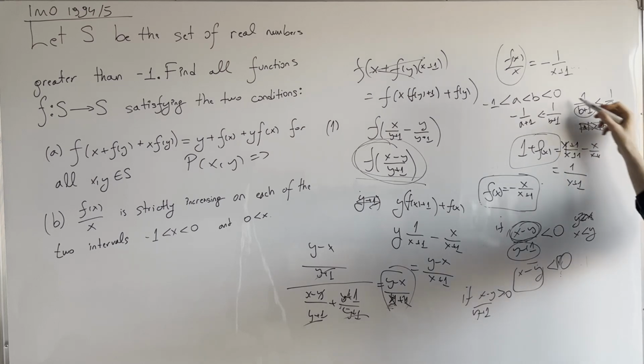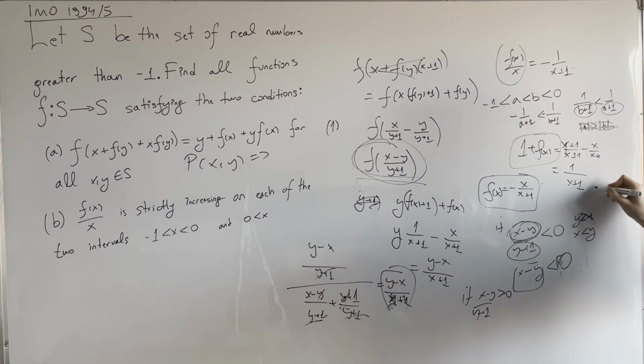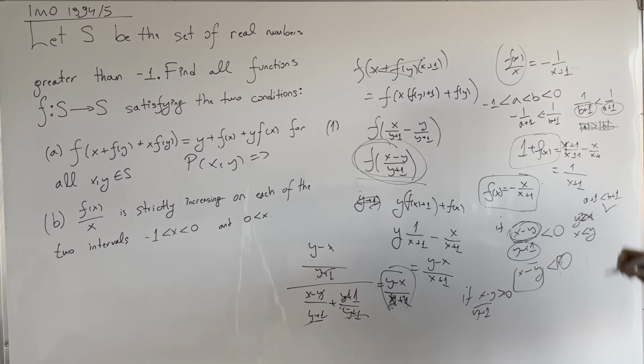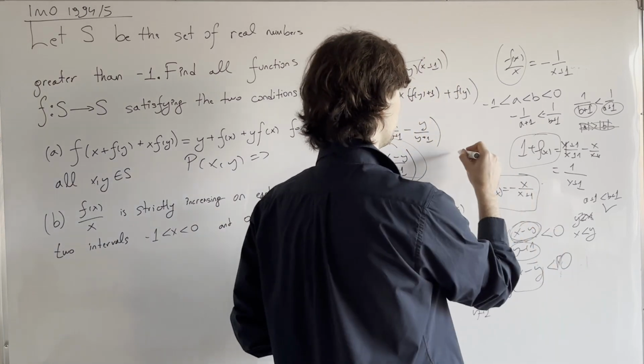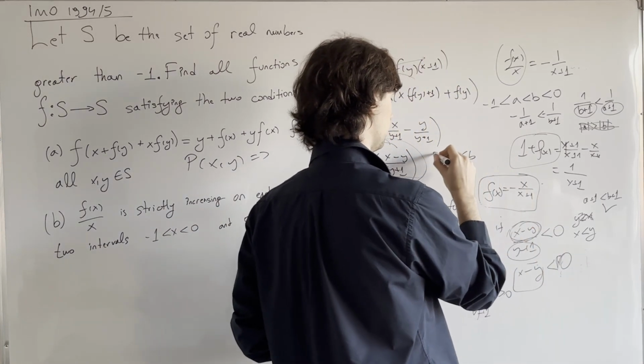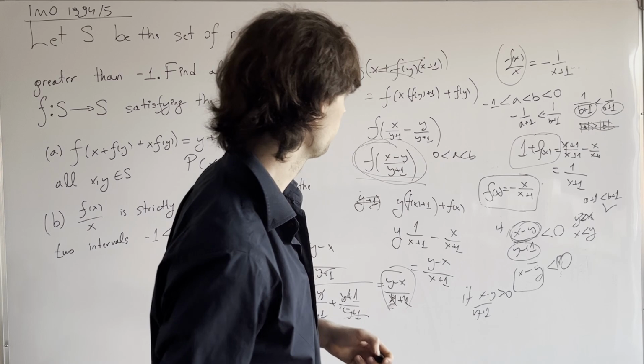Let's not. Let's multiply through by a plus 1, b plus 1. I need to have a plus 1 less than b plus 1, which is in fact true because b is greater than a. Okay, so that's this case, and in the case where a is less than b and a and b are both greater than 0.